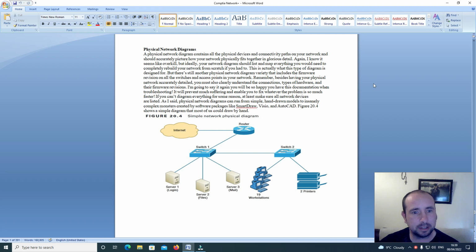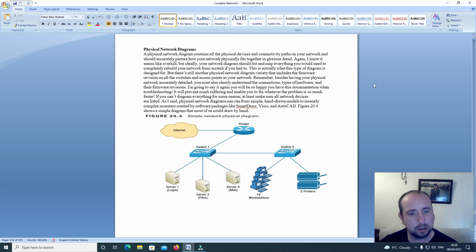But there's still another physical network diagram variety that includes the firmware revision on all the switches and access points in your network. Remember, besides having your physical network accurately detailed, you must also clearly understand the connections, types of hardware, and the firmware revisions. I'm going to say it again. You'll be so happy you have this documentation when troubleshooting. It'll prevent much suffering and enable you to fix whatever the problem is so much faster.